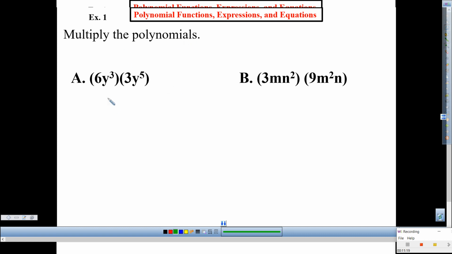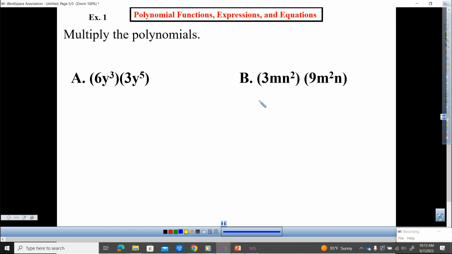It says multiply the polynomial. So let me see what I have here. This one only has one term, so it's a what? Monomial. This one only has one term, so it's a monomial. So we have monomial times monomial. How about here? One part monomial, one part monomial. So this is the only instruction I'm going to give you when we're multiplying: numbers times numbers, variables times variables. Simple instructions. However, this is where it gets a little tricky. Look up to the screen.